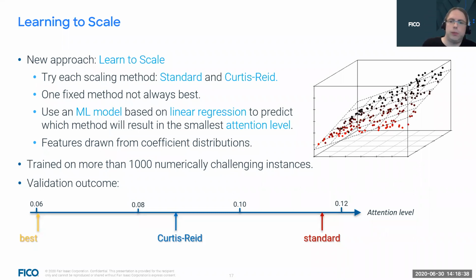So that's what we sometimes also call the virtual best solver. And this is where we ended with our learned model. So as you see, that's almost the same as the virtual best. And we were quite happy with this result.